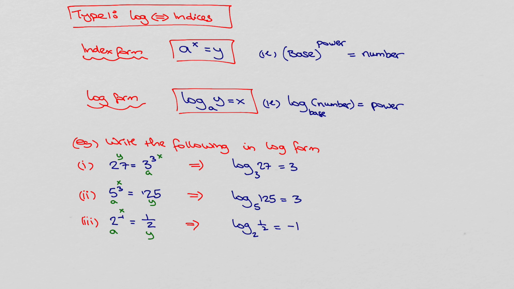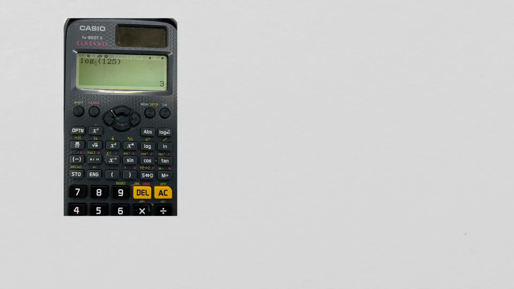Now we can check these answers are correct on our calculator, so we're going to look at two different calculators to check these. If we're looking at the Casio FX85 GTX, we can see that there are three buttons for logs on this calculator.